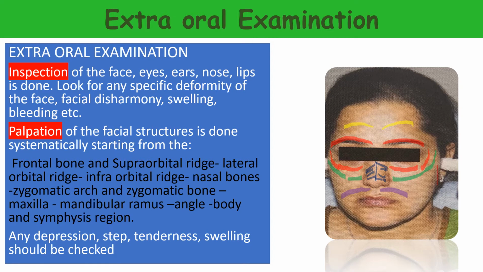We palpate the ramus, then the angle, and then the body of the mandible, proceeding to the symphysis. And this is done on both sides as with everything else. Now when we are palpating, our basic aim is to check for any depression, any step deformity, tenderness or swelling in any of the areas. This will give us an indication of fracture in that particular area.